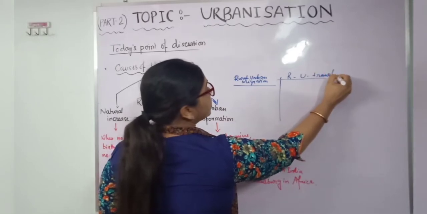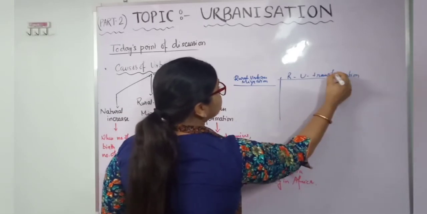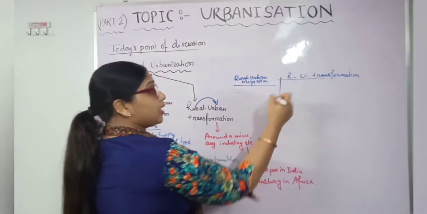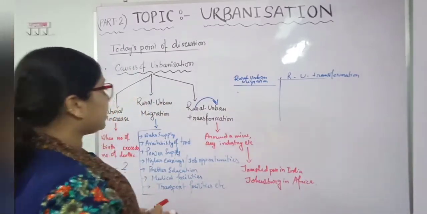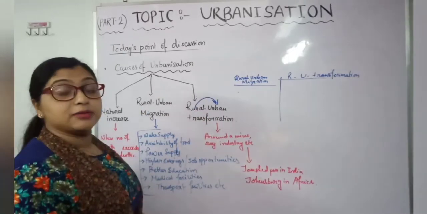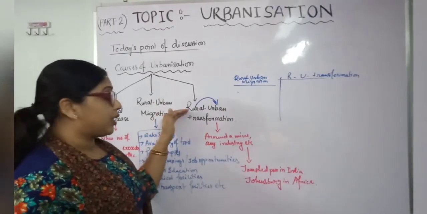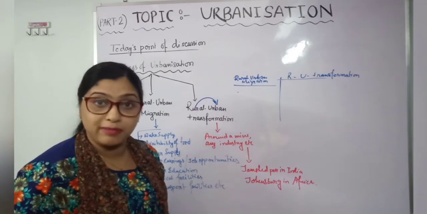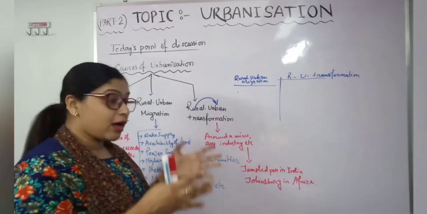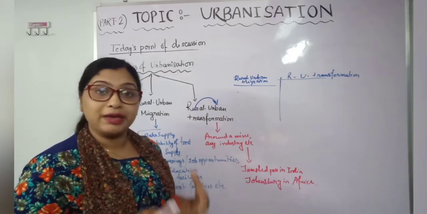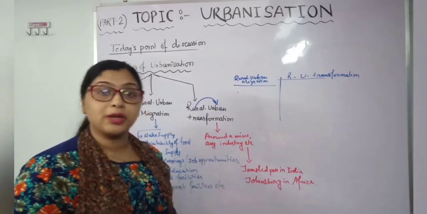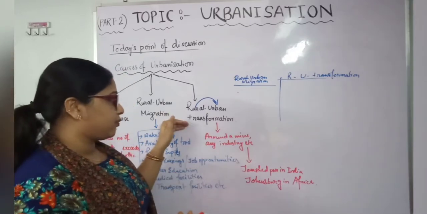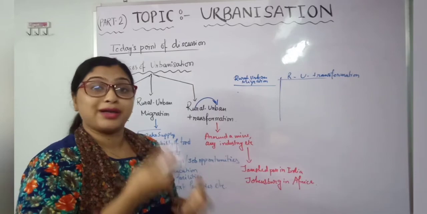Don't be confused, because migration means people moving from rural to urban, but rural-urban transformation means a rural area converting into an urban area. So how does a rural area become an urban area? Suppose in a rural area we find a mine, or some minerals are available there, so a mine is set up, and people start to live around the mine area, some settlements form, there are some factories, and transport and other facilities gradually develop. Then this rural area converts into a city.